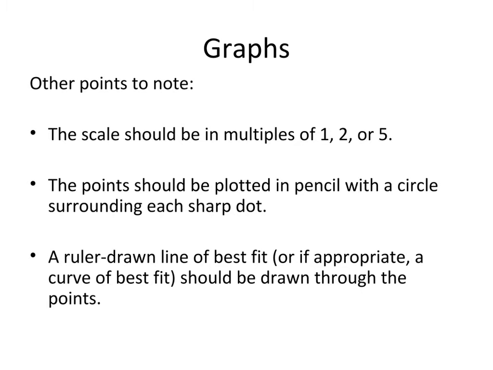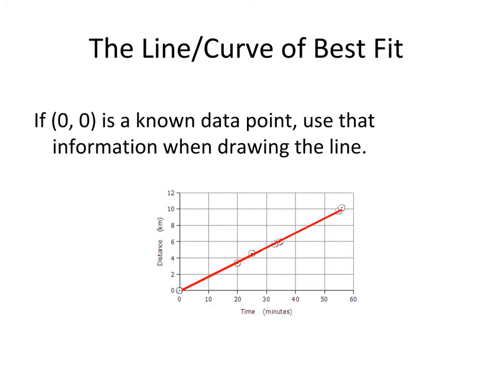A ruler drawn line of best fit should then be drawn, or a curve of best fit if you think that it's a curved shape. If you're uncertain, then ask the teacher. We can give you some good guidance there. If 0, 0 is a known data point, then you can use that information. Otherwise, you should omit 0, 0.